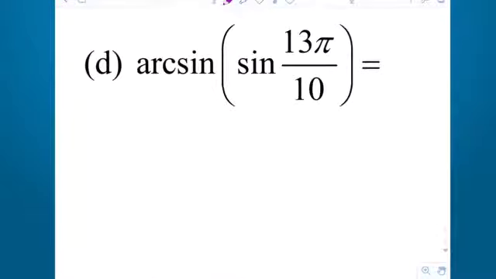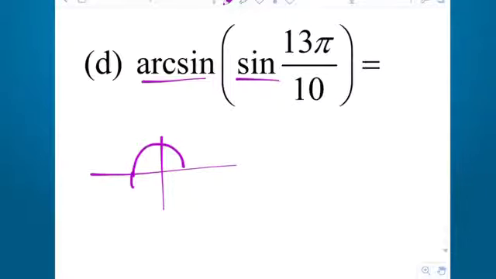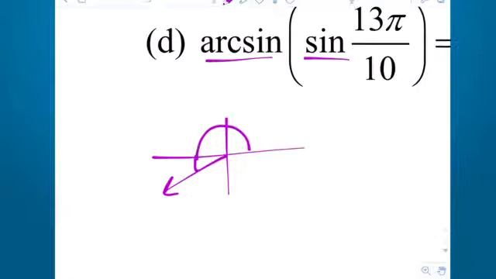Case in point, let's look at this guy here. Arc sine of 13 pi tenths. William, is this one just 13 pi tenths? No. Good. Even though these are inverses, because where does 13 pi tenths live? Quadrant 3, that is 10 pi tenths. And then we go 3 more, we're over here. So what's your reference angle?